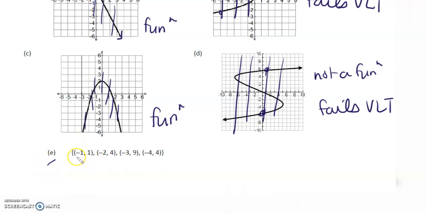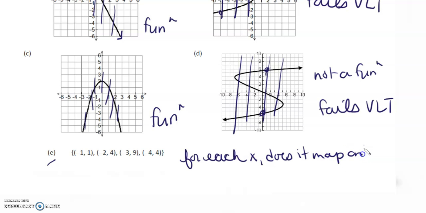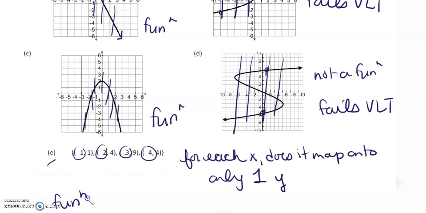So we have, what we're looking for is for each x, does it map onto only one y? Okay, so -1, -2, -3, -4. All of these x's are different, so it is a function. So this is a function.